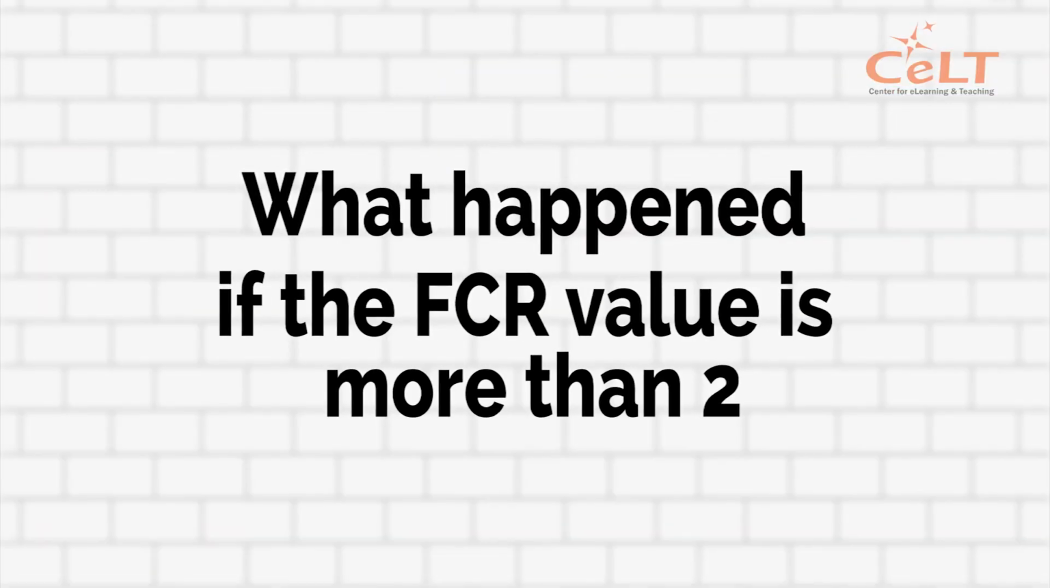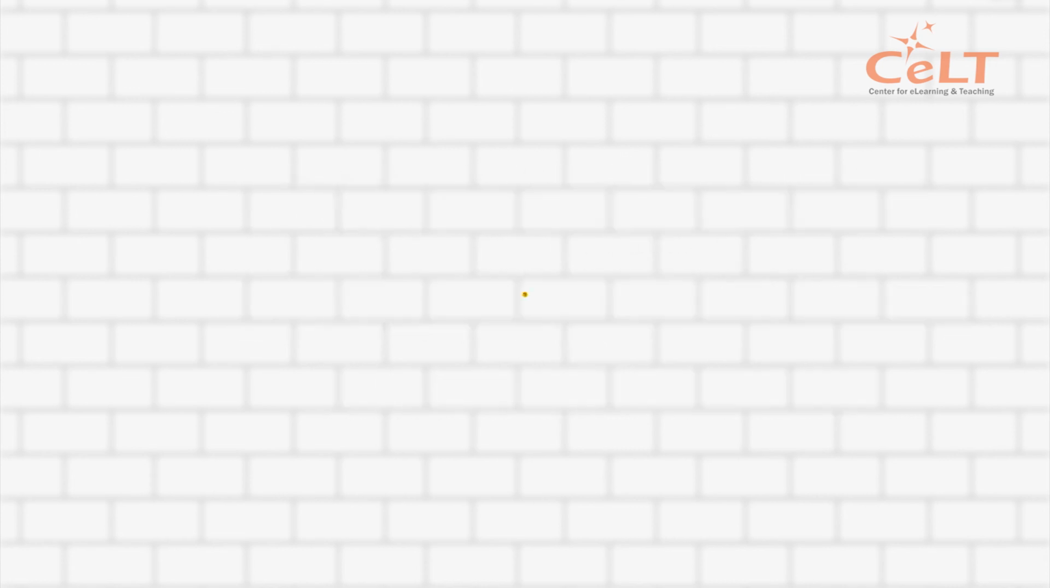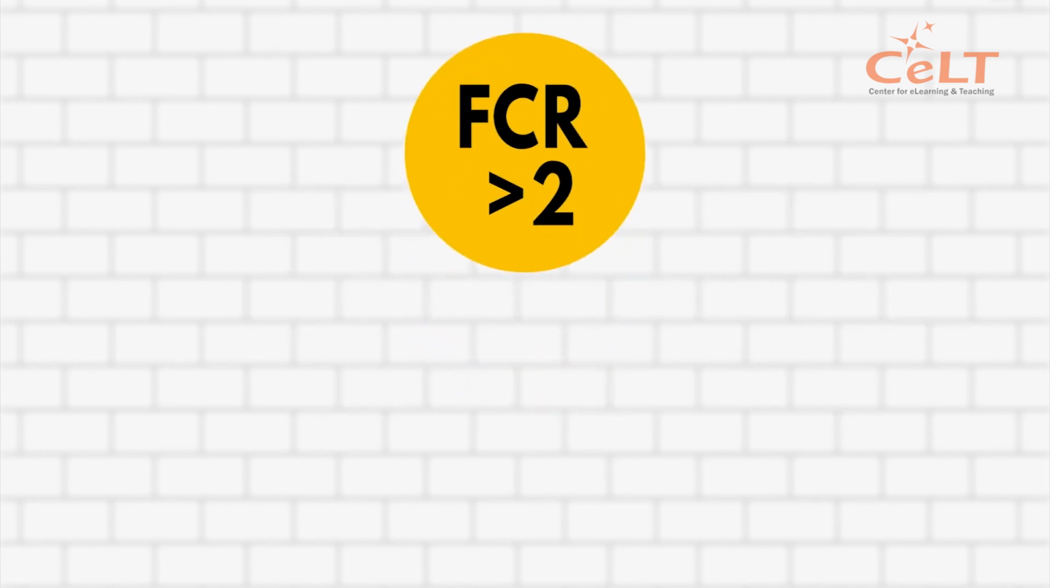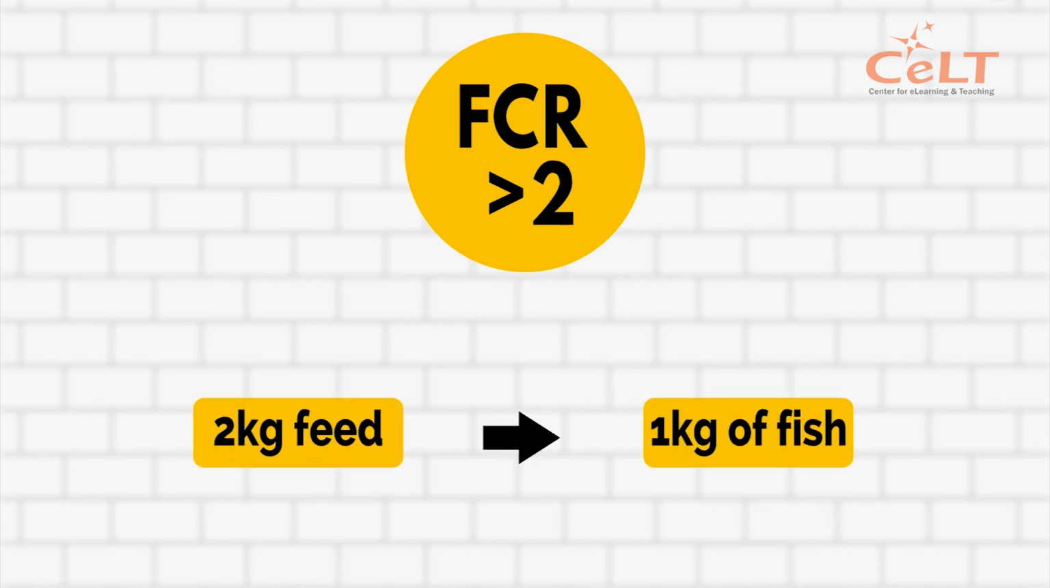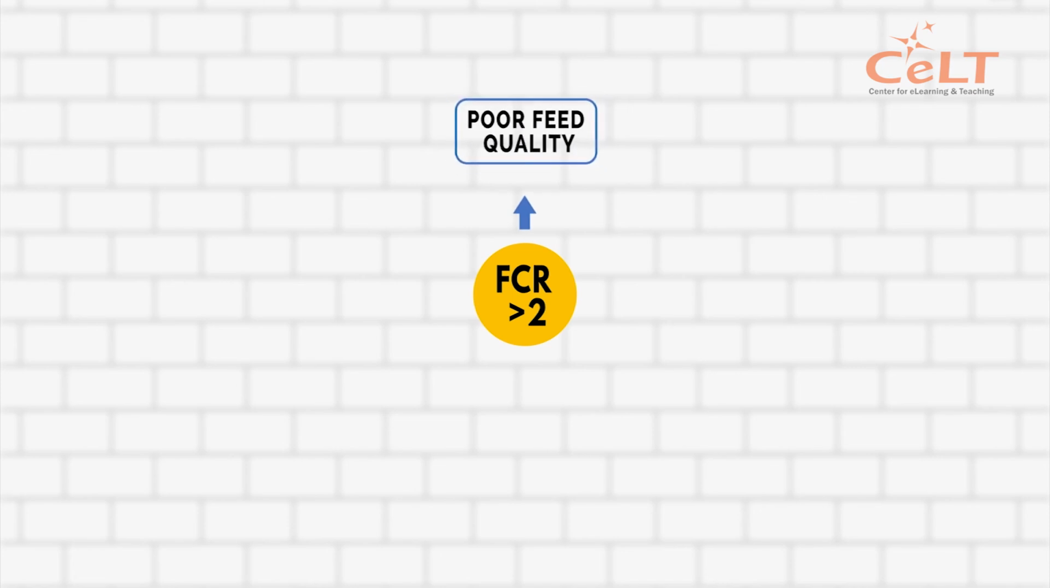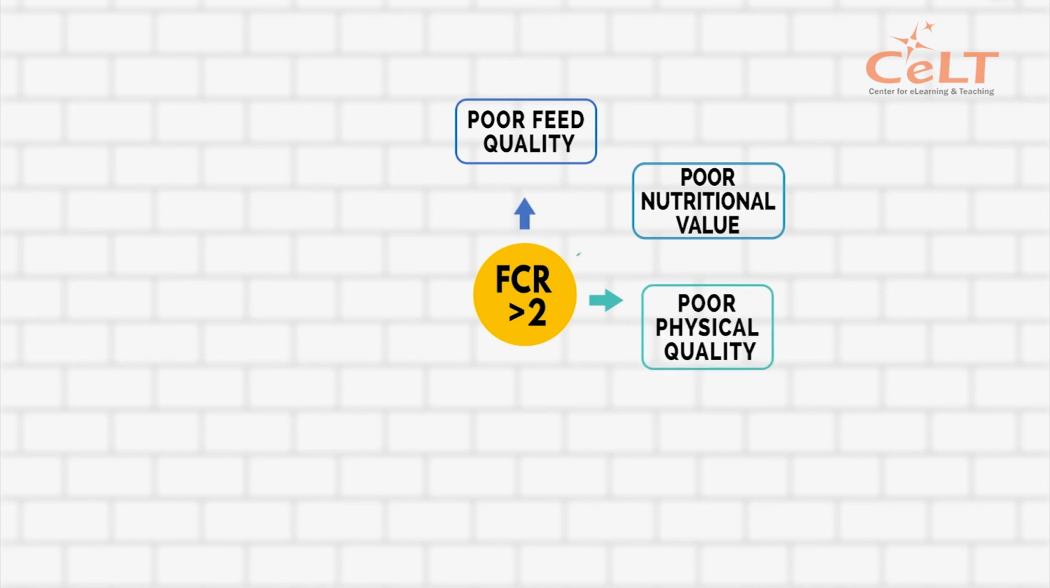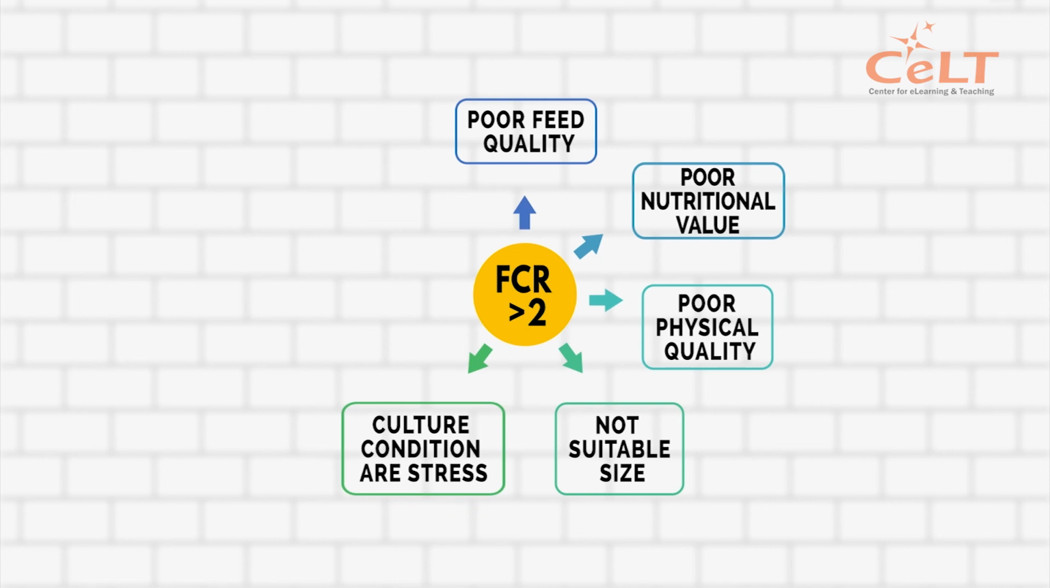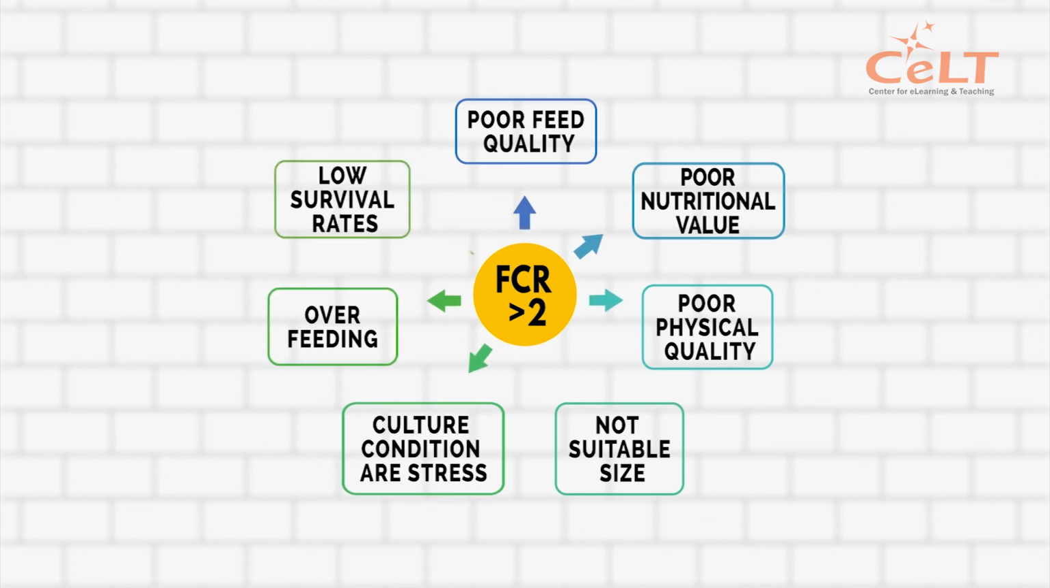What happens if the FCR value is more than 2? If FCR is more than 2, this means 2 kg feed required to produce 1 kg of fish. There must be some problem on the feed or culture conditions such as poor feed quality, poor nutritional value, poor physical quality, not suitable size, culture conditions are stressful, overfeeding, low survival rates.